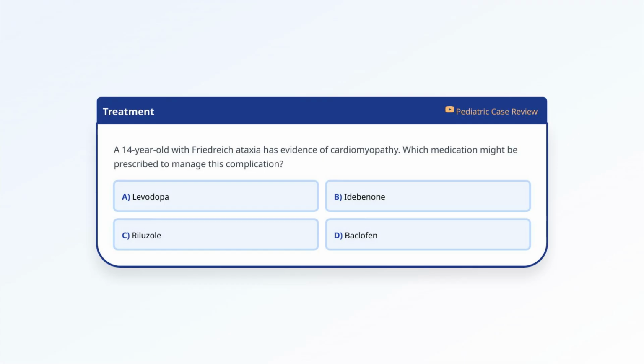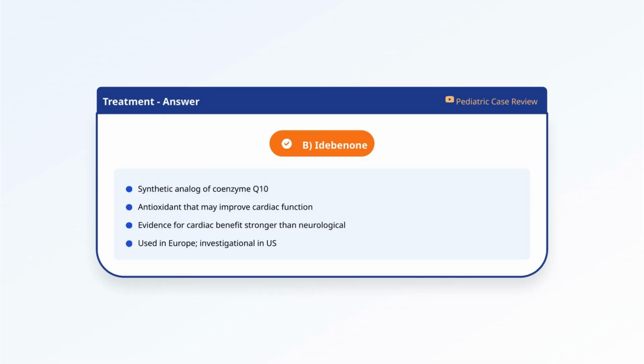A 14-year-old with Friedreich ataxia has evidence of cardiomyopathy. Which medication might be prescribed to manage this complication? A. Levodopa. B. Idebenone. C. Riluzole. D. Baclofen. The correct answer is B.